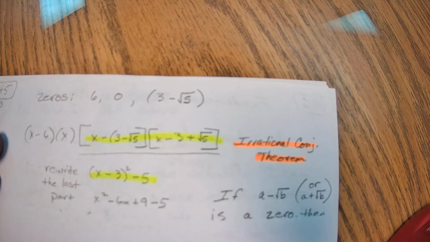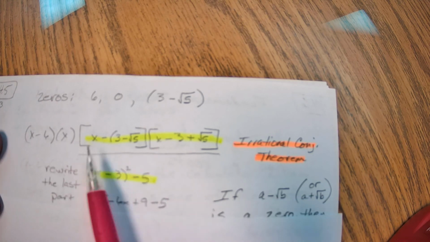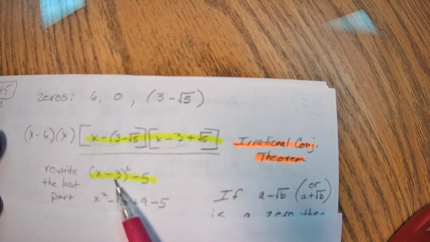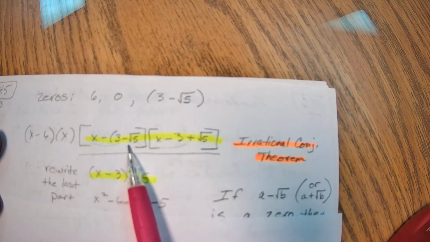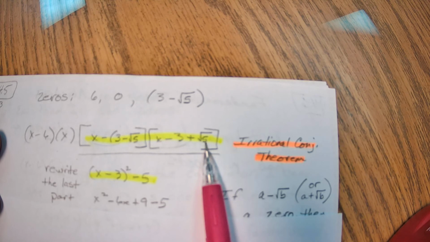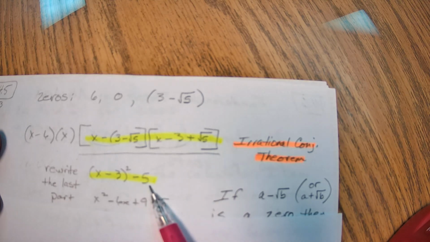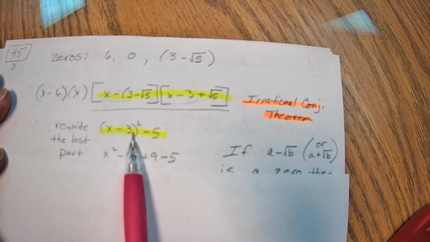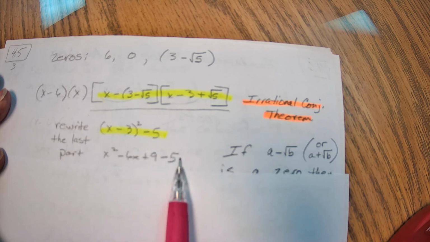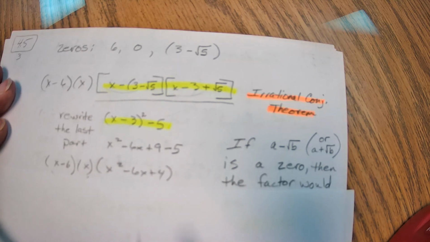I'm going to just regroup it, right? So each one of these has an x minus 3. And then what's left over is this negative square root of 5 times the positive square root of 5, which is just a negative 5. All right? So this binomial squared is x squared minus 6x plus 9, and then you'd subtract 5 from it to get x squared minus 6x plus 4.